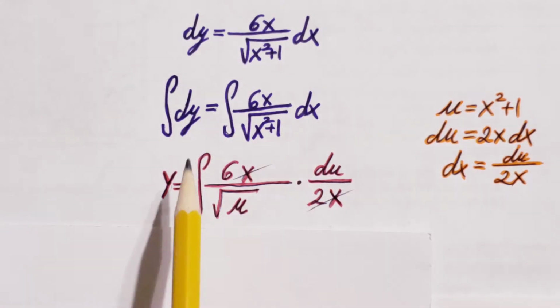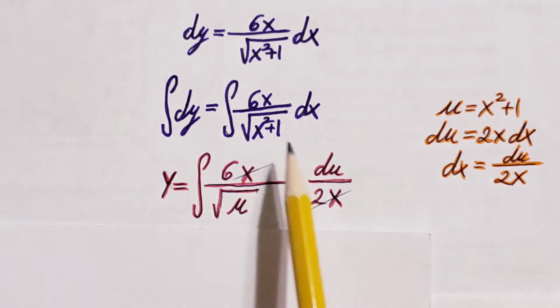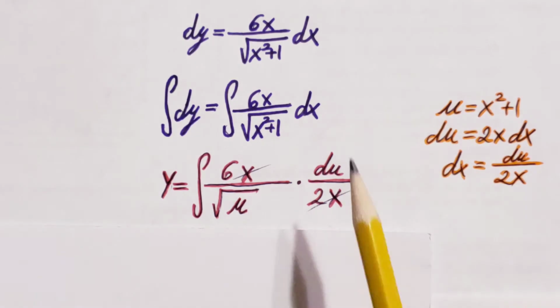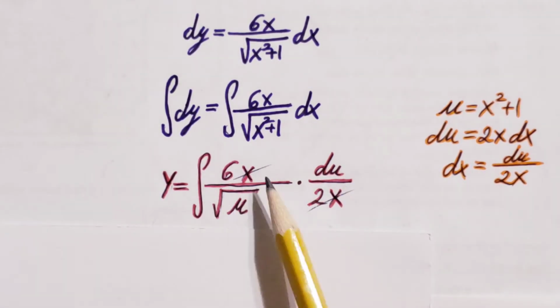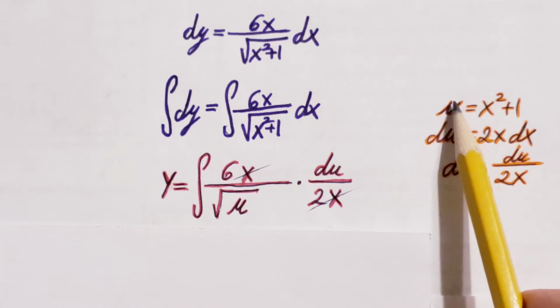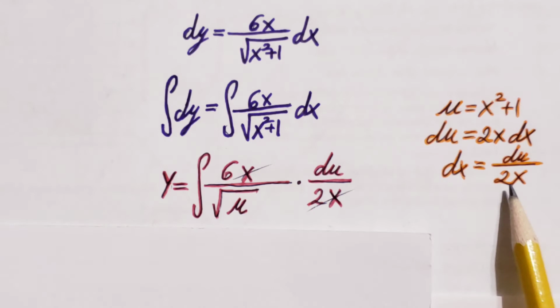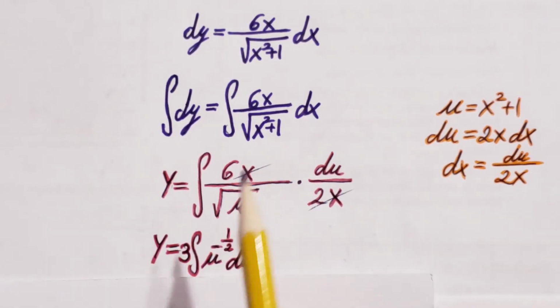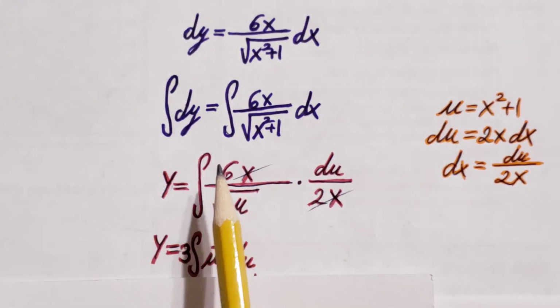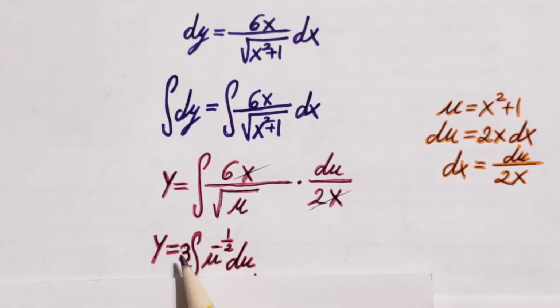On the right hand side, for the integral, we're just going to plug stuff in, right? 6x divided by square root, we're going to plug in our u. There you go. And the dx becomes du over 2x. Simplifying the x's out, then simplifying the 6 with the 2, that's going to give us a 3 right here. We are able to simplify this integral. It's the integral of u to the power of negative 1/2 du.